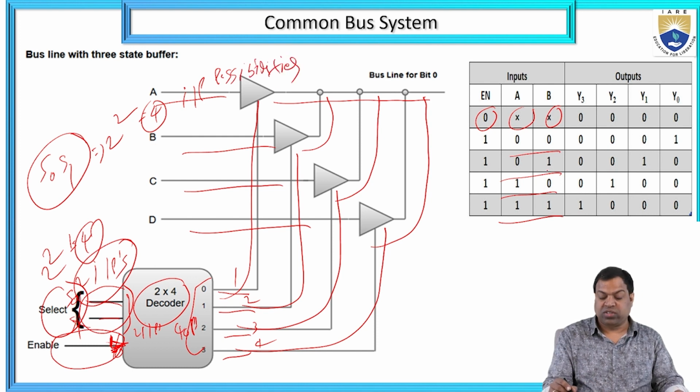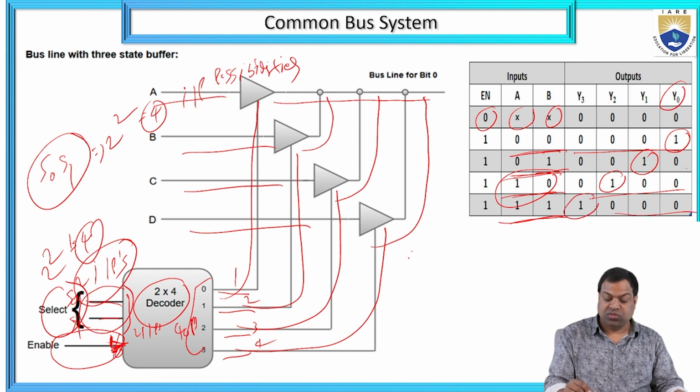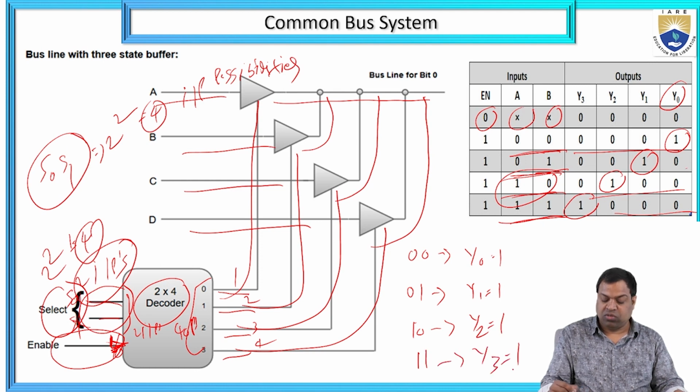There are 4 input possibilities, that is 00, 01, 10, 11. If I take 00, then y0 equals 1, remaining all 0. If I take 01, that means y1 equals 1, remaining all 0. If I take 10, y2 equals 1, remaining all 0. If I take 11, y3 equals 1, remaining all 0. So 00, y0 equals 1; 01, y1 equals 1; 10, y2 equals 1; 11, y3 equals 1, like this.